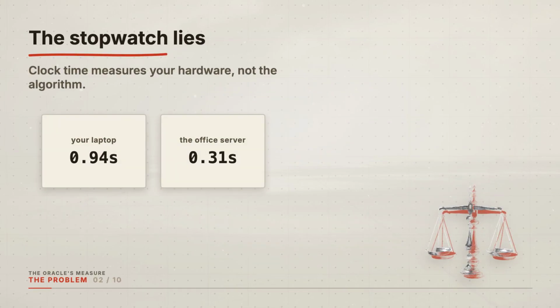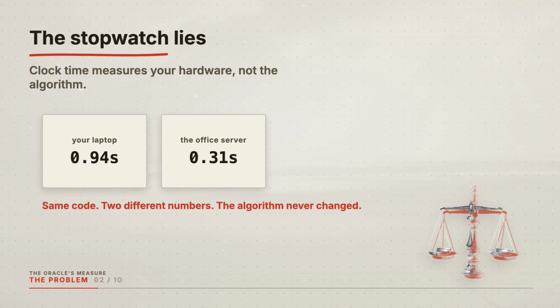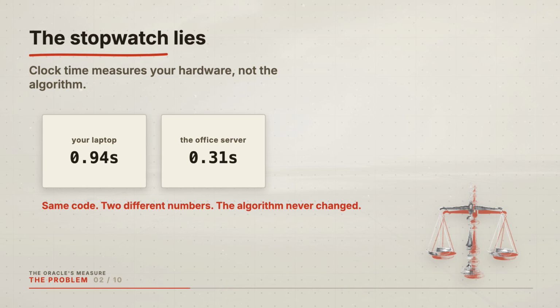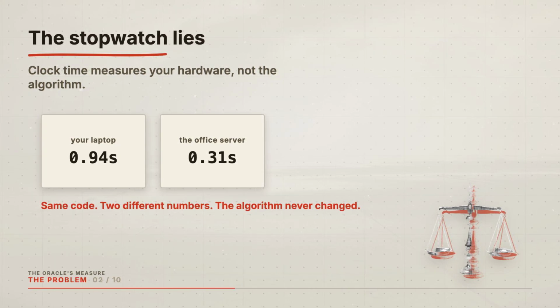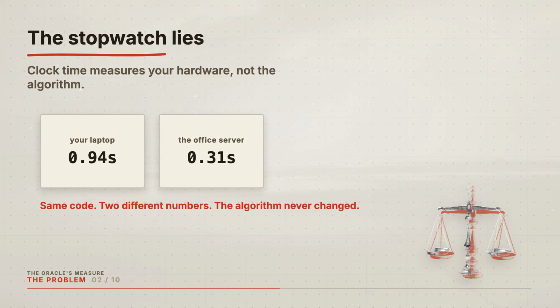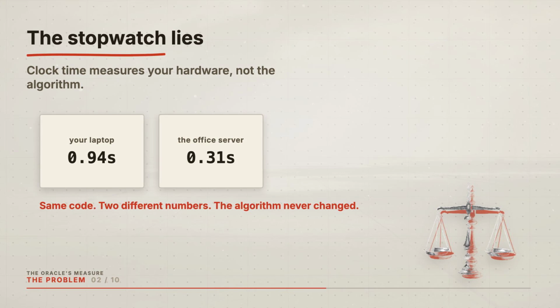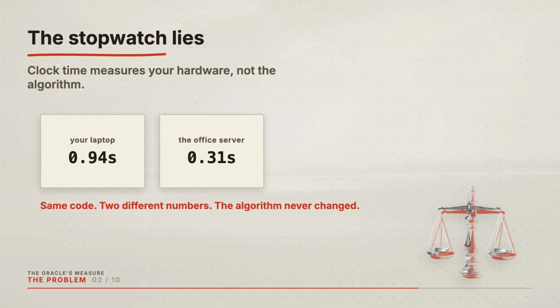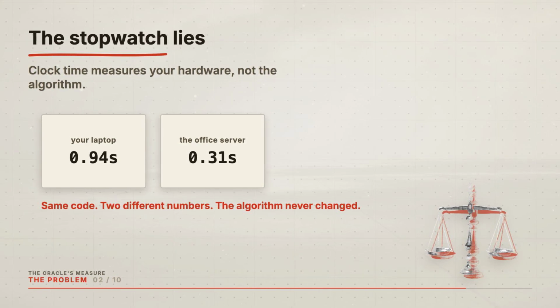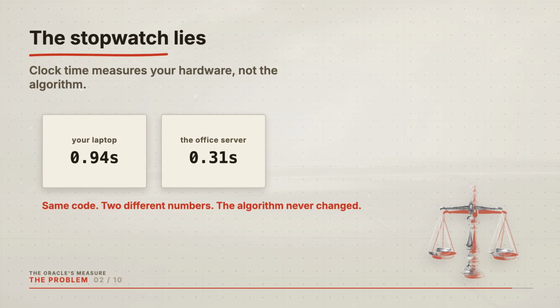The obvious approach is to run the code and time it. But a stopwatch measures your hardware, your language, and whatever else is running in the background, not the algorithm itself. Run the same function on a faster laptop and the seconds change, but the algorithm did not. Clock time is not a property of the code. It is a property of the moment you happen to run it.